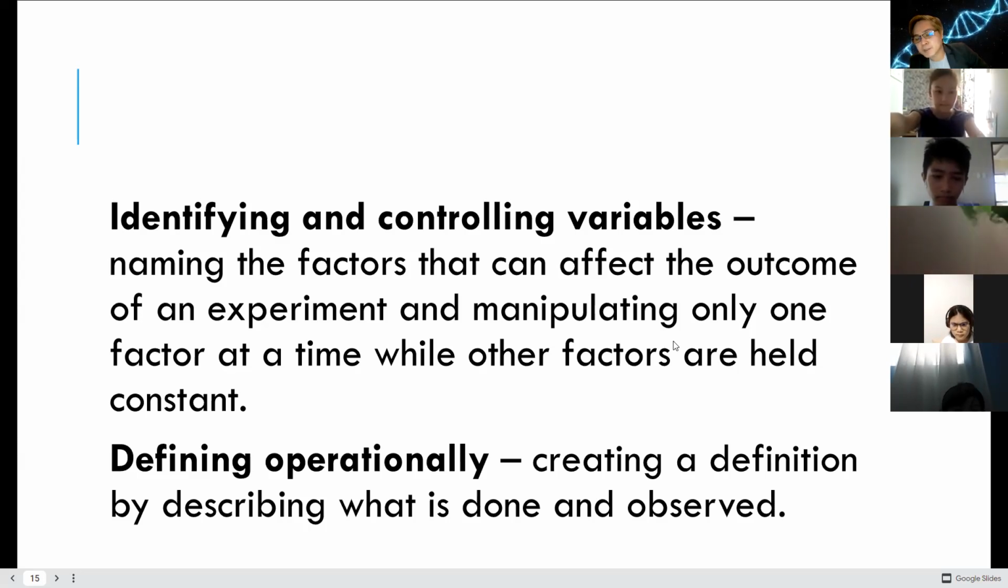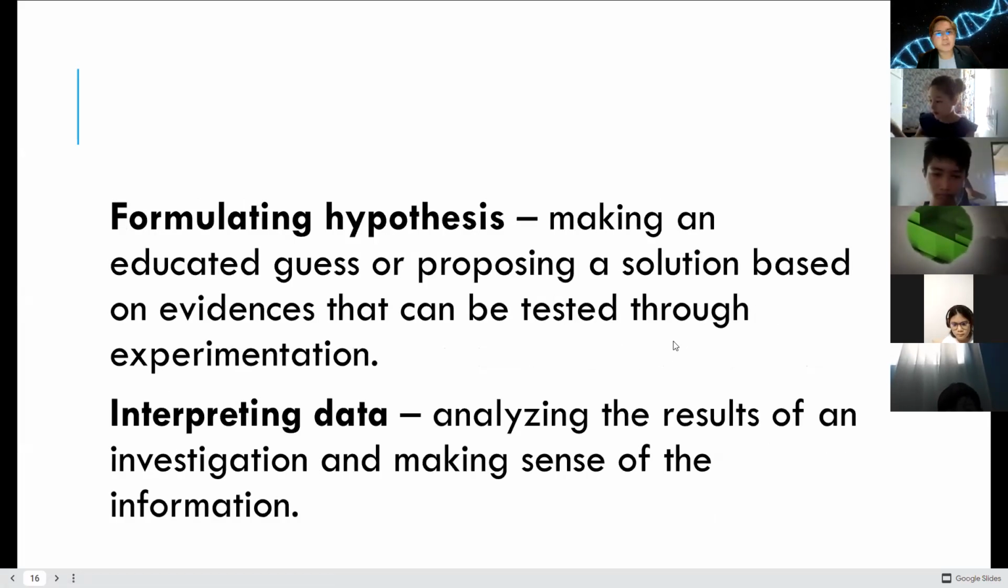We have constant variable. Second is what? Independent variable. The third one is the dependent variable. We'll be checking the dependent variable for the output or the outcome of the experiment. What else? We have formulating hypothesis. This is your educated guess with regards to your experiment alone. Interpreting data. This is analyzing the data being gathered all throughout the experiment.